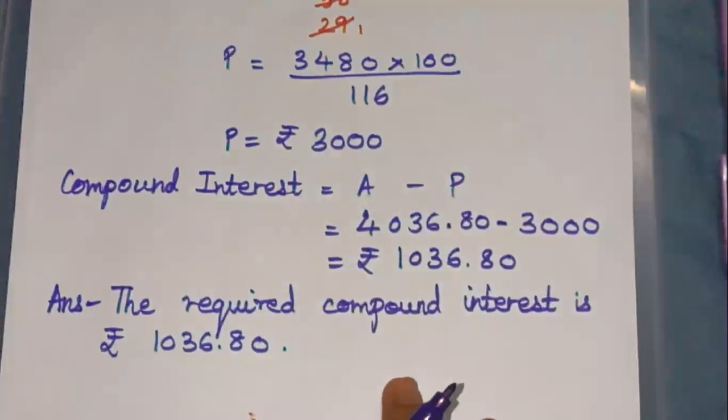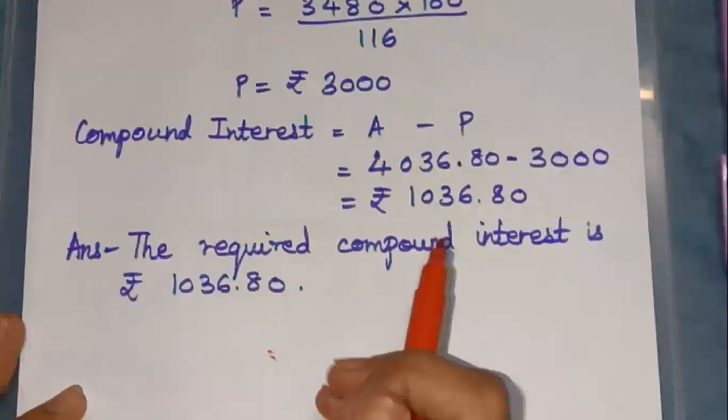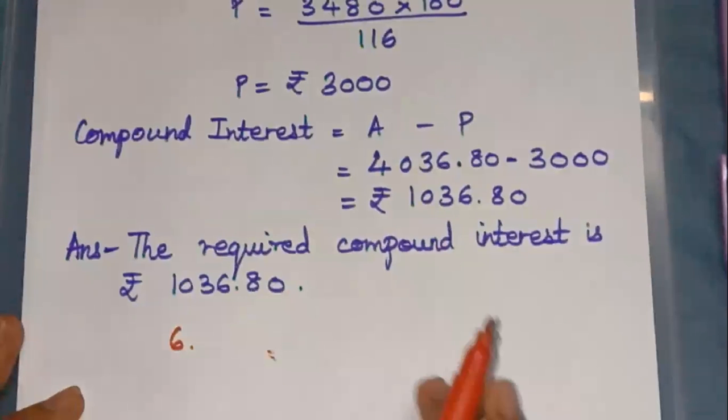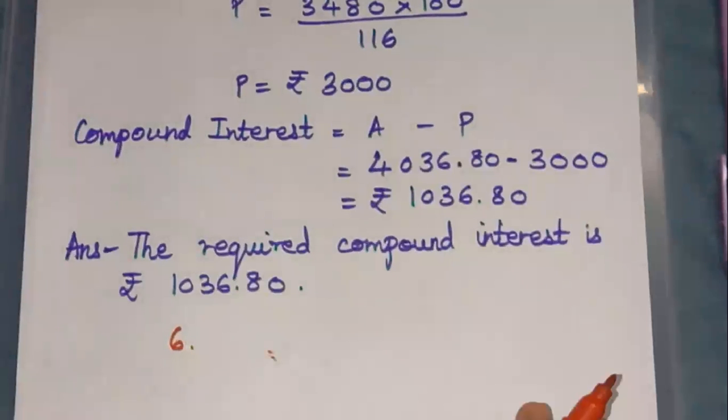Okay, now let us read the sixth question. The sixth question says, a loan of rupees 15,000 was taken on compound interest. If the rate of compound interest is 12 PCPA, find the amount to settle the loan after 3 years.